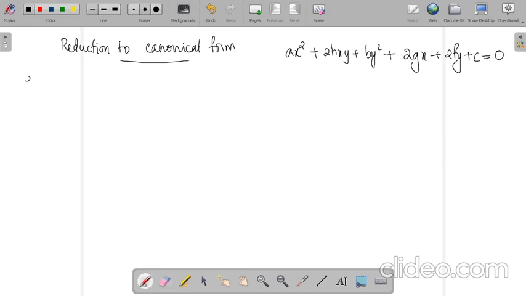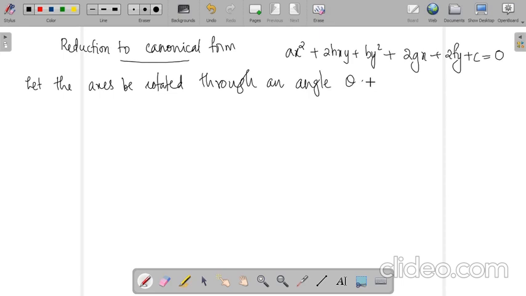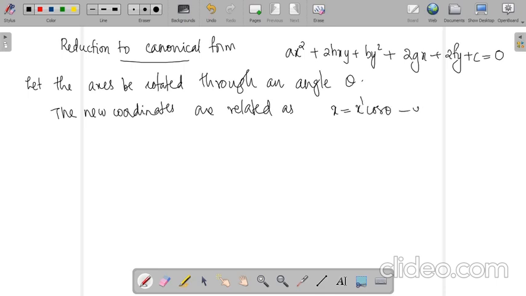So let the axis be rotated through an angle theta. So the substitution is given by, the new coordinates are related as, x equal to x dash cos theta minus y dash sin theta. Then we have y equal to x dash sin theta plus y dash cos theta.